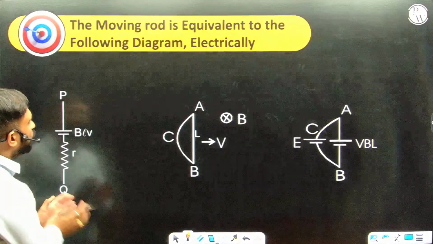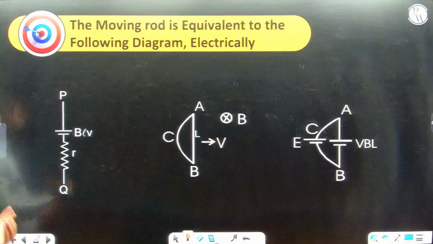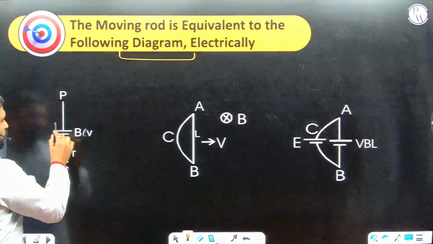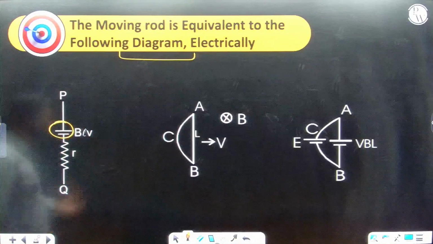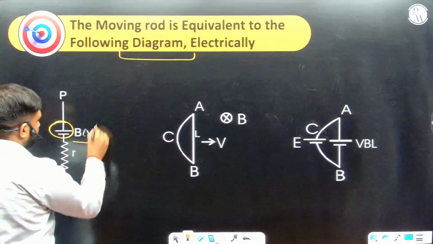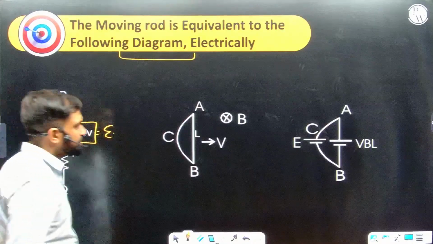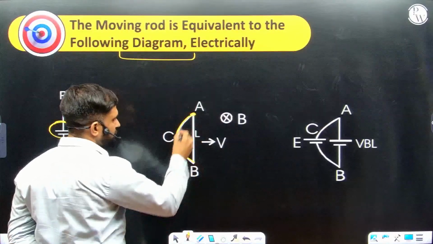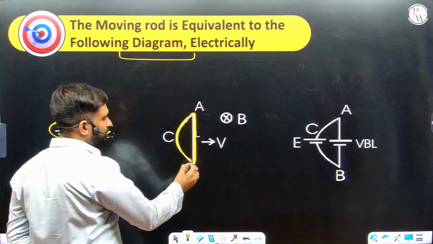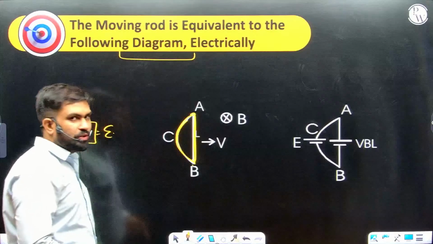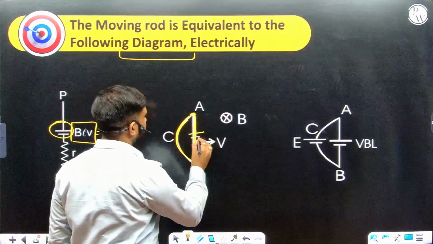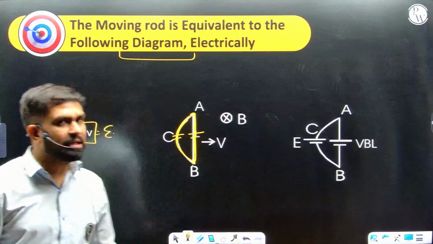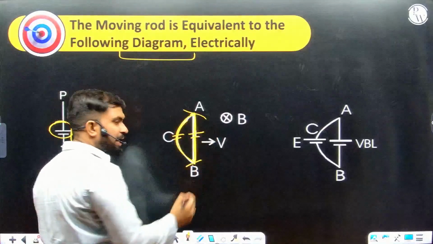Let's move further. The moving rod is equivalent to the following diagram electrically, as a battery. We just put the battery, it should have some internal resistance, wires can have internal resistance, and the induced EMF is BLV. Now, instead of a wire, if we have a loop, where AB is one wire and ACB is another wire, they both get the induced EMF. The net loop won't have any overall cyclic EMF, but the terminals A and B will have a potential difference.